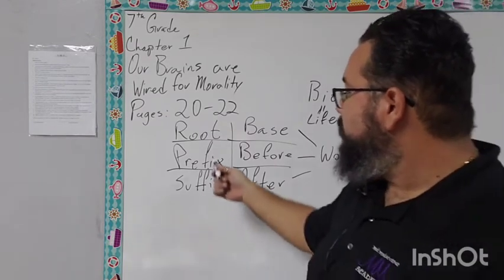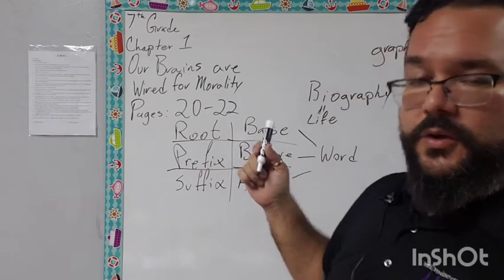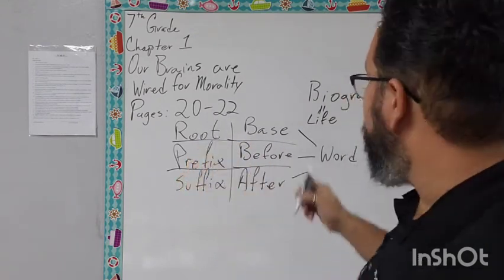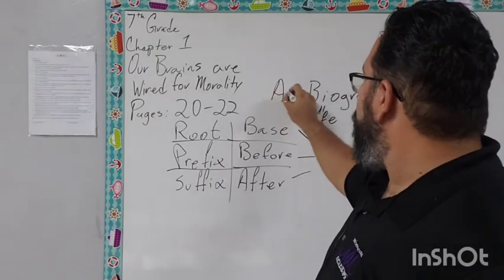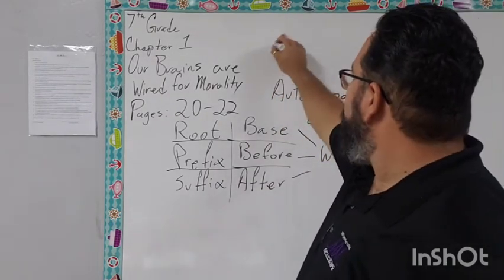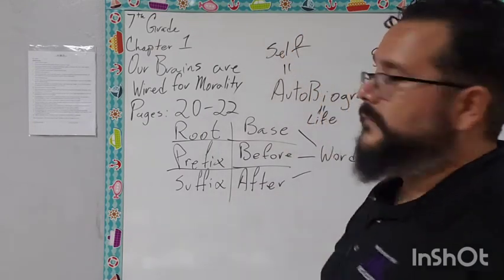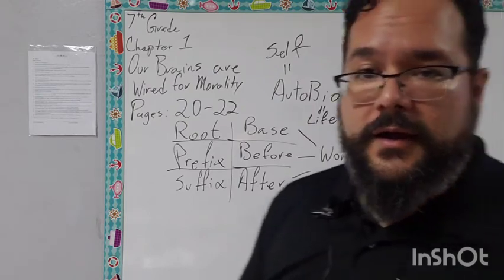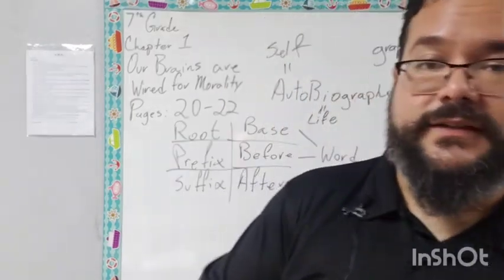Now, if we're going to add a prefix to biography, what prefix do you think we should add? Exactly, we're going to add auto. And we have auto, this means self. So what we have here is autobiography, or the story of my life. That's how roots, prefixes, and suffixes work.